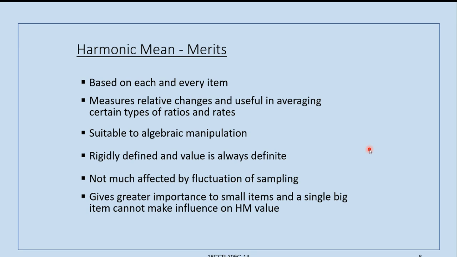And not much affected by fluctuation of sampling. This point we have seen in the geometric mean also. Sampling means the values which we are taking: if one value or two values are very big and the remaining values are very small, then the harmonic mean will not be affected much. The result of the procedure will not be affected much.